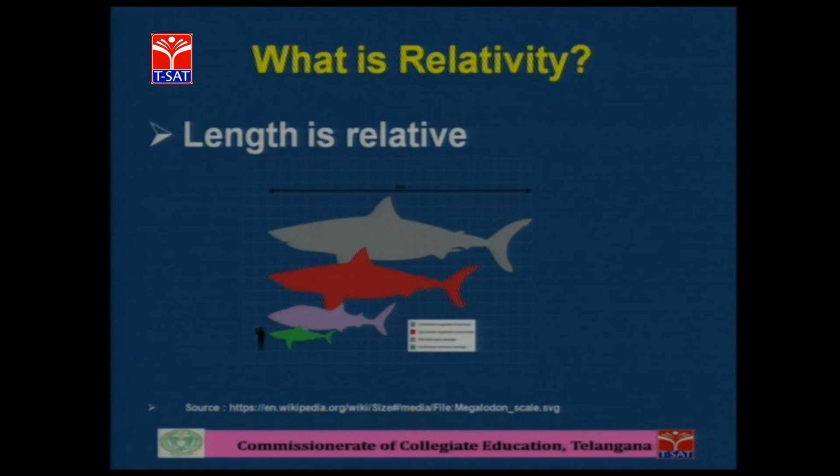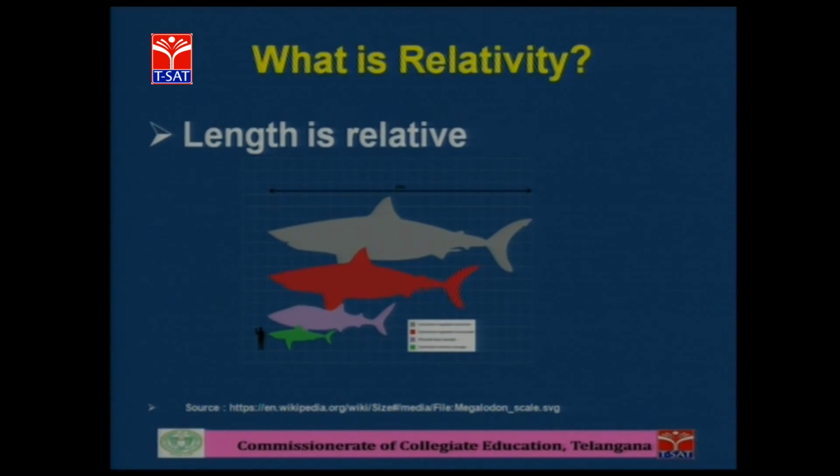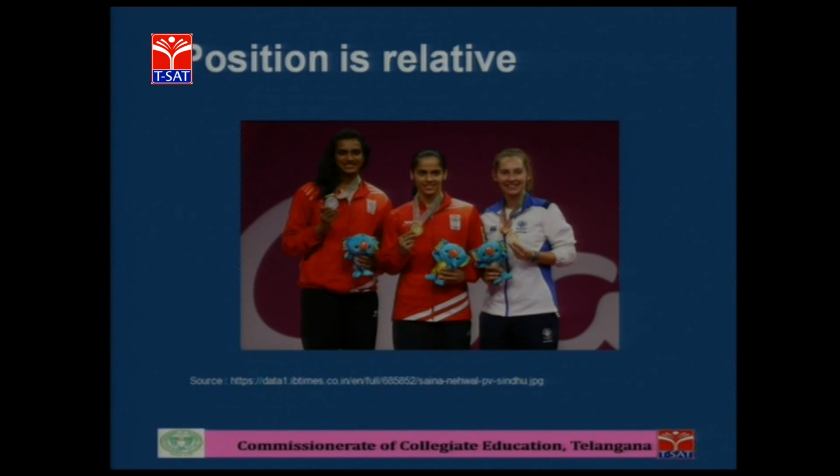Now the red shark, which is in between the purple and the grey, has lesser length than the grey shark, and more length than the purple one. Looking at that picture itself, you will be able to understand that. So with respect to the grey shark, the red one is smaller in length, but compared to the purple one, the red one is of greater length. So length is relative.